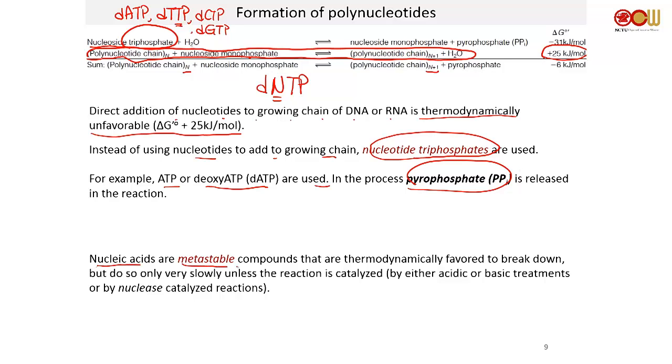Nucleic acids are metastable compounds that are thermodynamically favored to break down, but do so only very slowly unless the reaction is catalyzed either by acidic or basic treatment or by an enzyme-catalyzed reaction. And the enzyme is called nuclease. If you want to break DNA, it's a favorable chemical reaction, right? Because you liberate a base, and then you have a stabilization of the charge. Otherwise your DNA has a lot of negatives, so if you break it away, you have a reduction in the repulsion, kind of. That's number one.